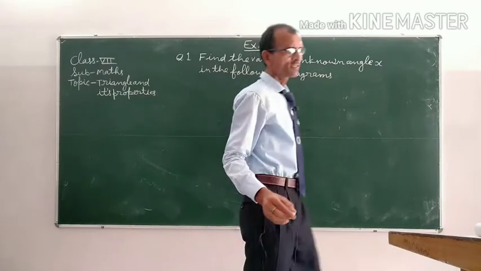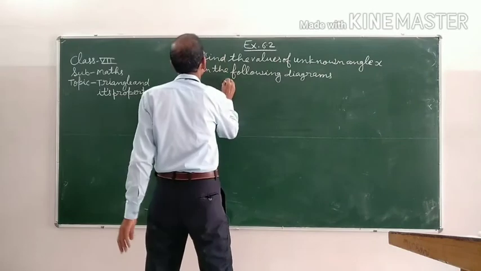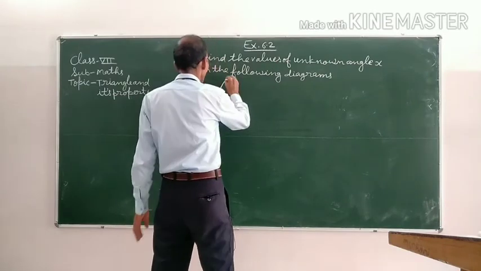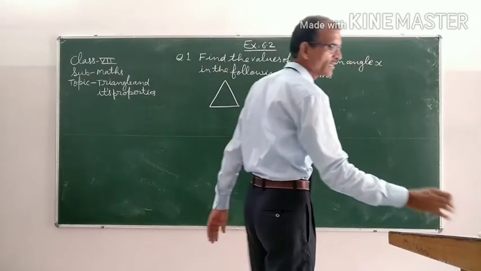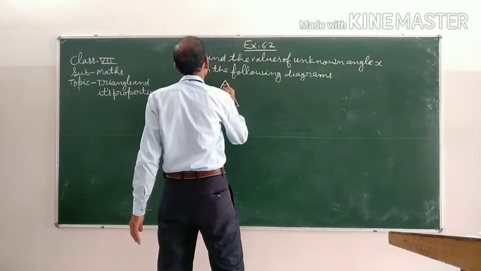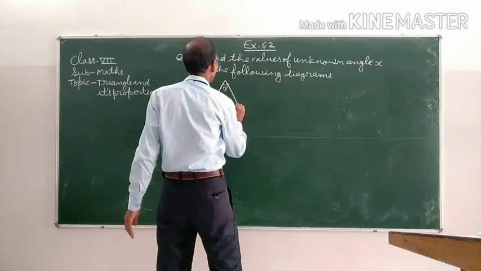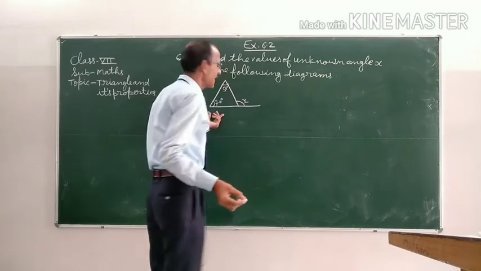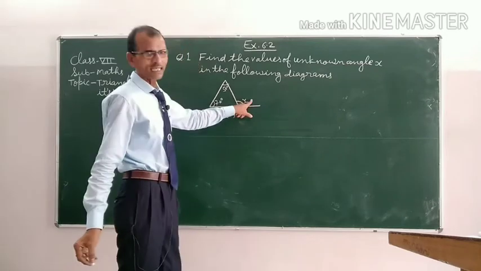Diagram is like this. We have a triangle whose exterior angle is, this angle is 50 degree, this angle 70 degree, and this exterior angle is x. We have to find the value of this angle x.